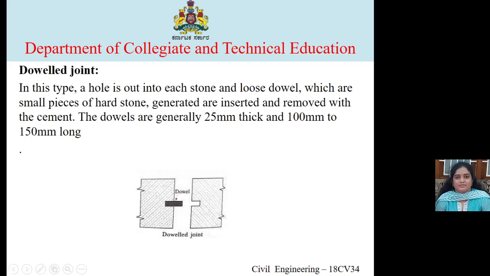So these two are the groove positions in different stones. Dowel is again a small piece of hard stone or slate or gunmetal, brass, bronze or copper. They are inserted and secured with the cement mortar. Dowel joint, when adopted for columns, is known as a bed plug. The dowels are generally 25 mm thick and 100 mm to 150 mm long. This joint also ensures the stability of stones against displacement. So with the help of the dowel, the two stones will stick firmly.